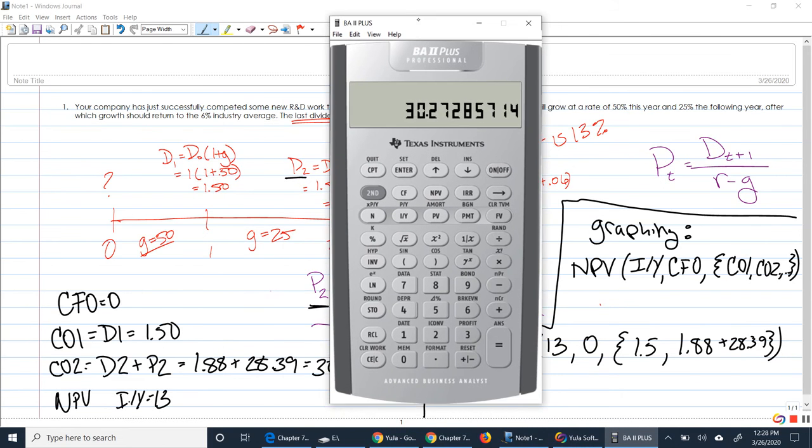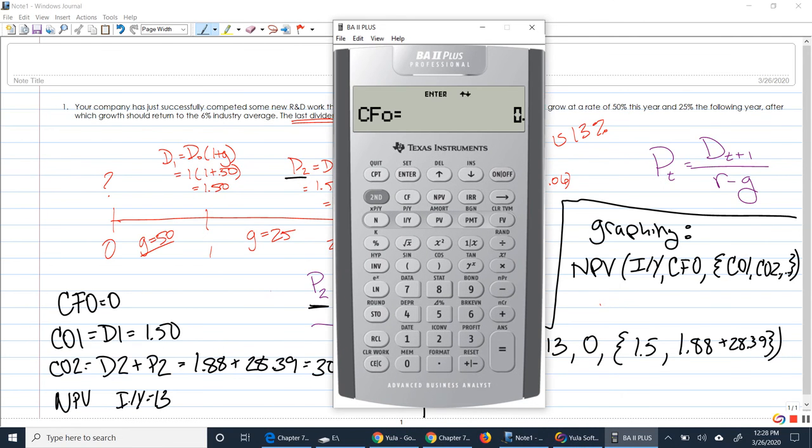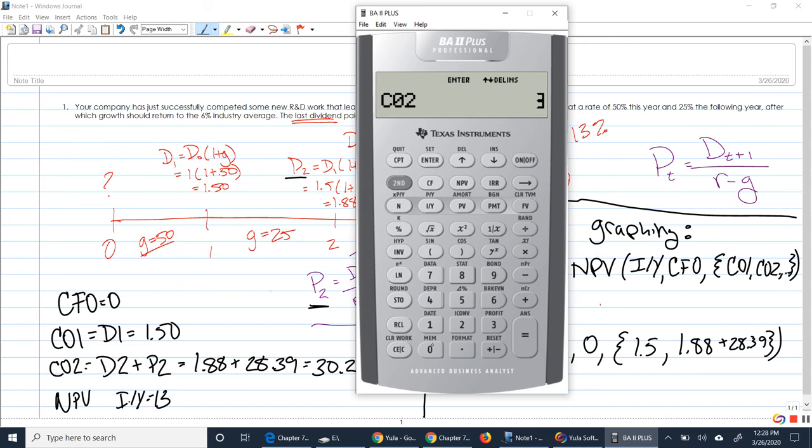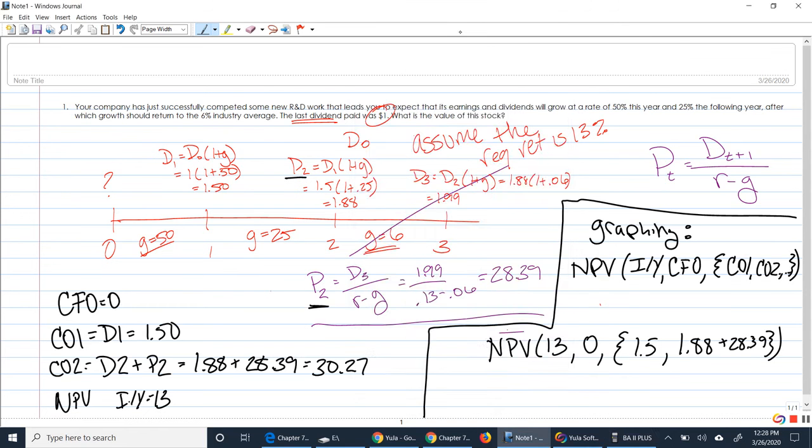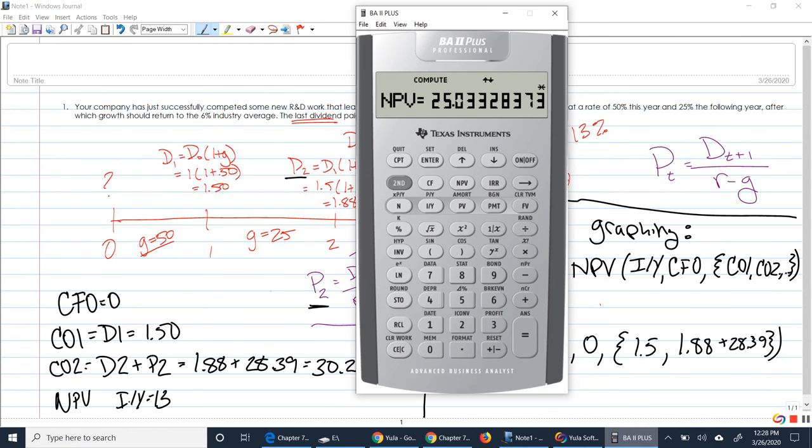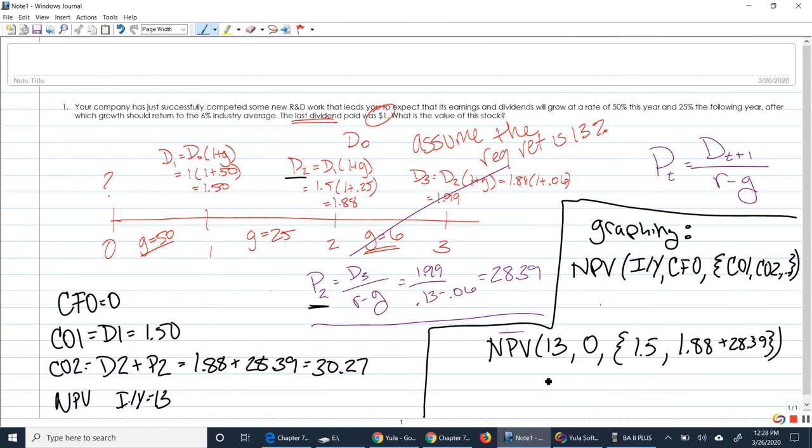So the answer here would be, enter in my cash flows. Once I open the cash flow register, I need to clear it out. Cash flow at time period 1 is $1.50. And cash flow at time period 2 was $30.27. I'm going to push the NPV button, enter in my discount rate of 13%, and compute. So I get $25.03.